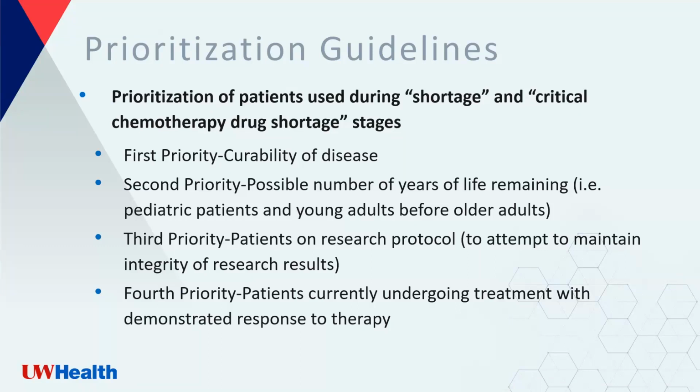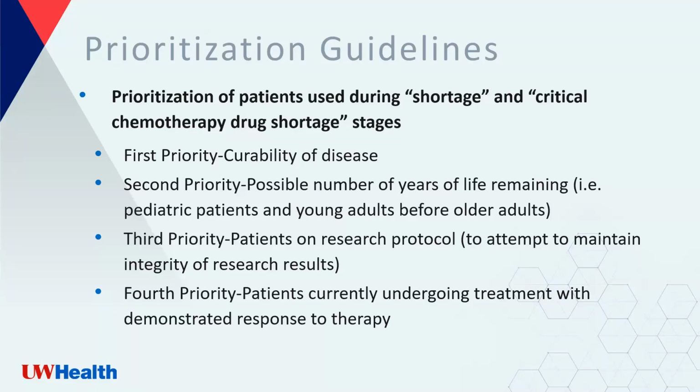The second priority is the possible number of years of life remaining. For example, pediatric patients and young adults before older adults. Third priority is patients on a research protocol to attempt to maintain integrity of our research results. We are an academic medical center. And then the fourth priority would be patients currently undergoing treatment with demonstrated response to therapy.